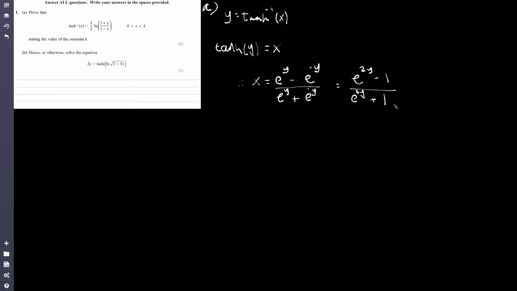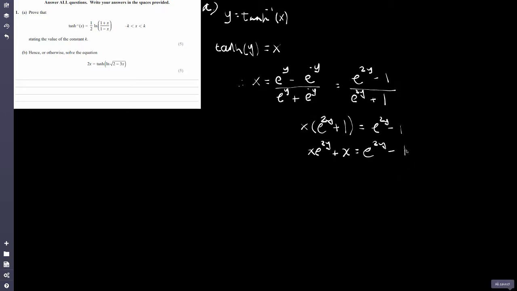Hopefully this is all still pretty straightforward. I'm just timing through by e to the y. Now I'm going to times both sides by e to the 2y plus 1 to get rid of this denominator. So I'm going to have x lots of e to the 2y plus 1, and it's going to be equal to e to the 2y minus 1. Now I'm going to multiply out the left hand side, so that'll be x e to the 2y plus x, equal to e to the 2y minus 1.